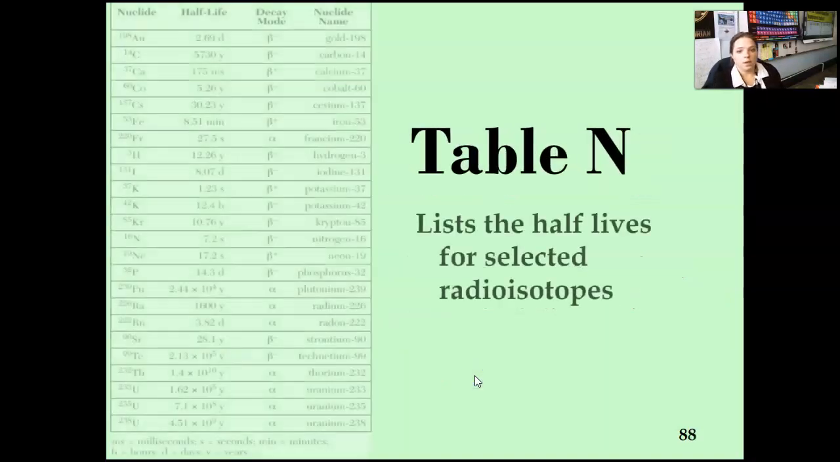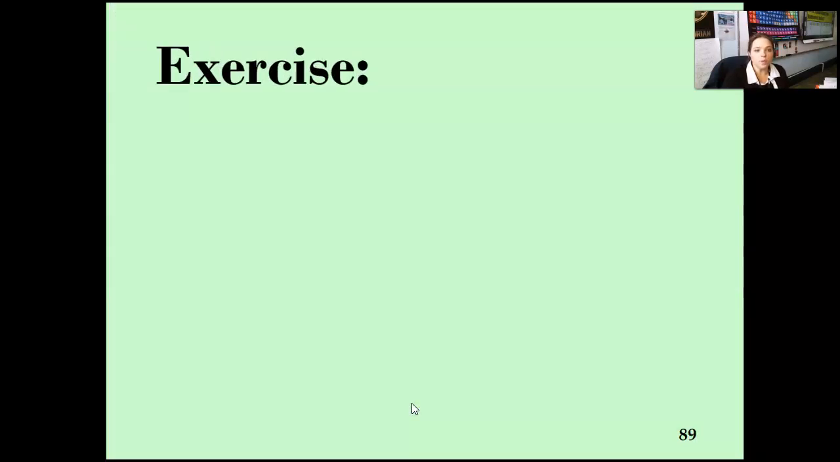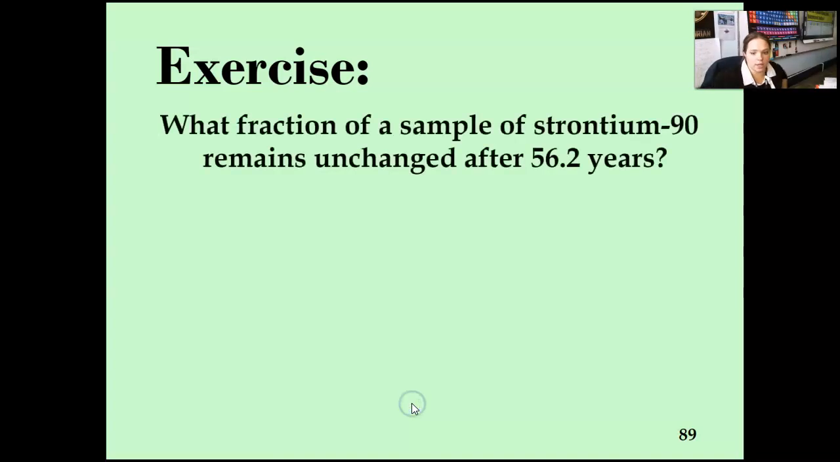Okay? So here's a really nice thing. We've already seen Table N, because Table N will give you the decay mode. Not only does it give you decay mode, but it gives you the half-life, how long each half-life is. And if you look down at the bottom, MS is milliseconds, S is seconds, MIN is minutes, H is hours, D is days, and yes, Y is years. Okay? All right, so let's look at another exercise.